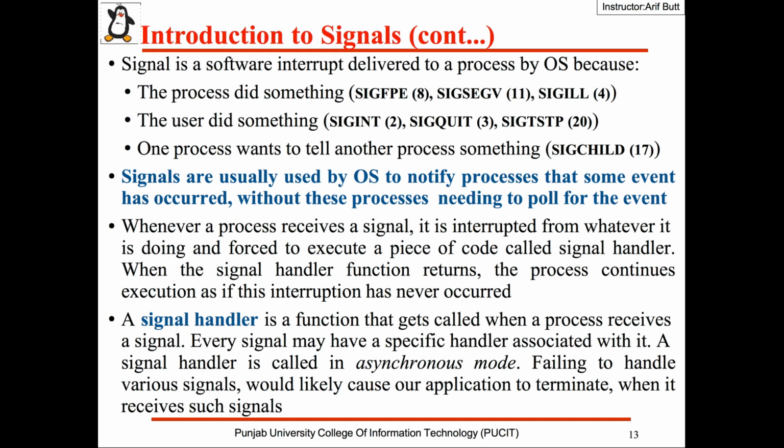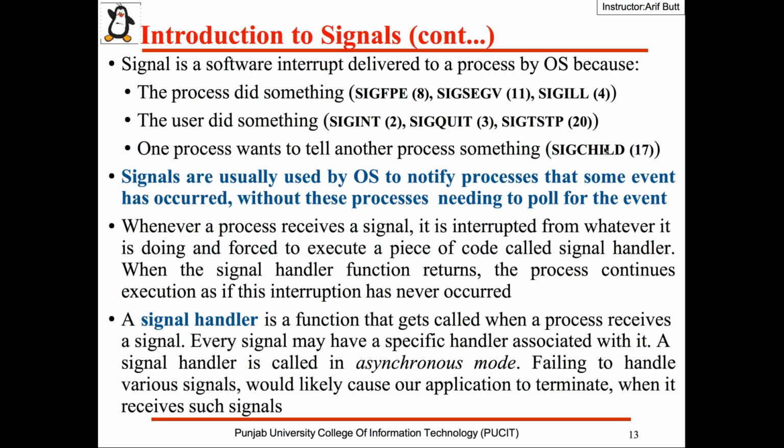Well, we can say that a signal is a software interrupt delivered to a process by the operating system because the process did something. For example, a division by 0, in which case SIGFPE is delivered to that process. Segmentation violation, SIGILL, which is sent to a process in case it tries to execute an illegal instruction. The other reason of delivering a signal to a process by the OS can be the user did something. That is, the user gave some key combinations and gave SIGINT, SIGQUIT or SIGTSTP. The third reason can be one process wants to tell another process something. For example, the SIGCHLD signal is given to a parent process once its child terminates.